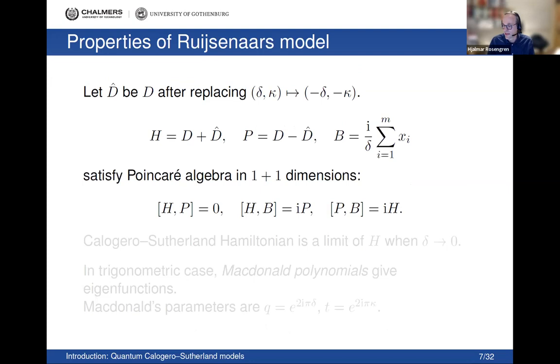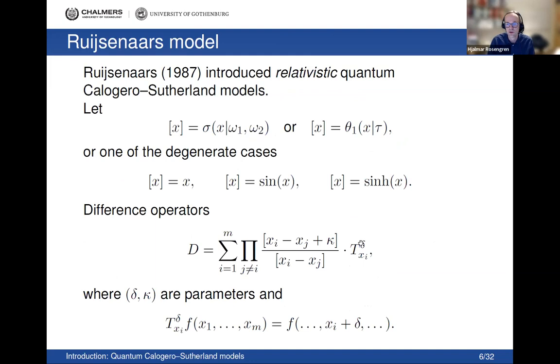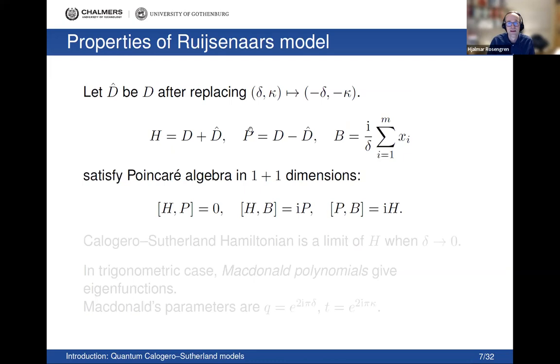The reason why this is called relativistic is that you shouldn't quite view this D1 as a Hamiltonian, but you should add something else. I let D hat be D after replacing both these parameters by their negatives. So you shift in the opposite direction and shift the coefficient accordingly. If you take that as a Hamiltonian, and then take the difference as a momentum operator, and write down a boost operator, then those operators satisfy the Poincaré algebra in one space dimension. So in that sense, there's some relativistic invariance.